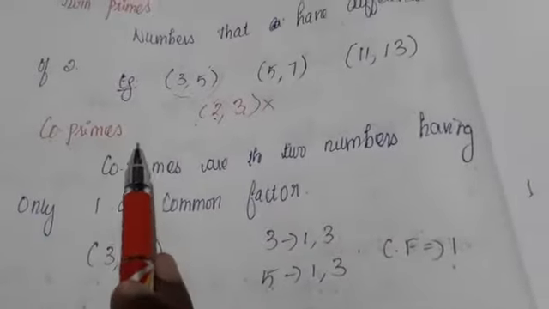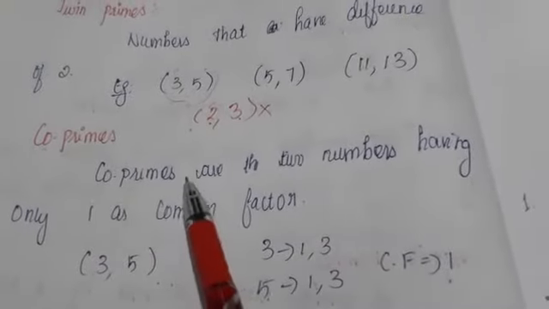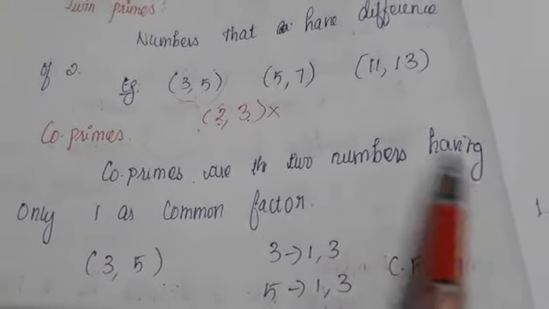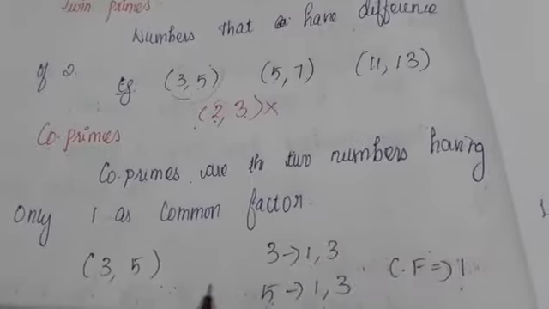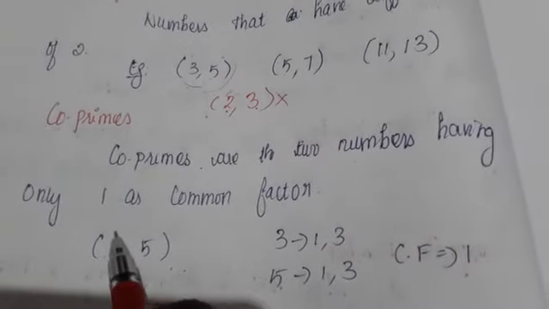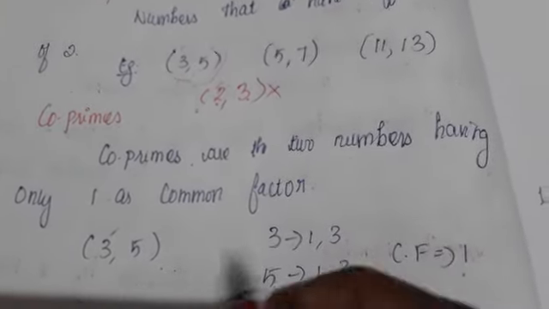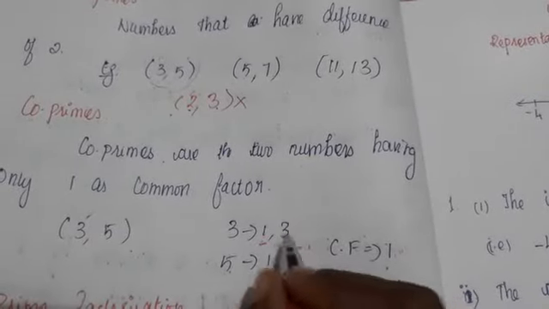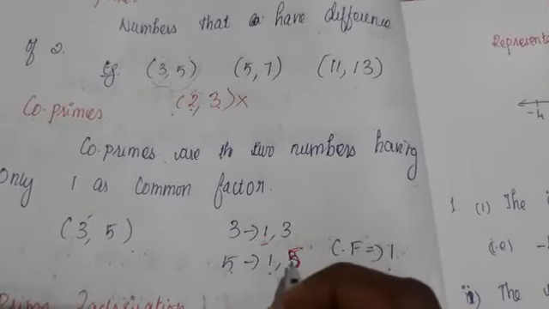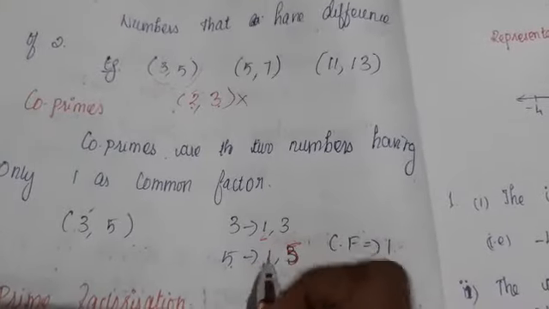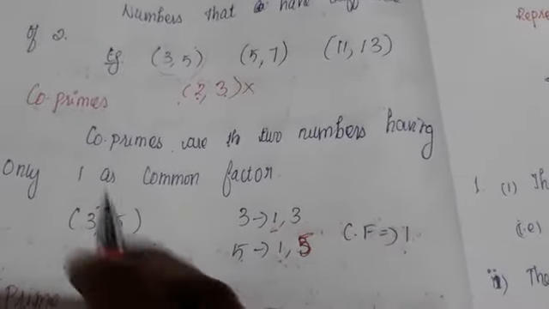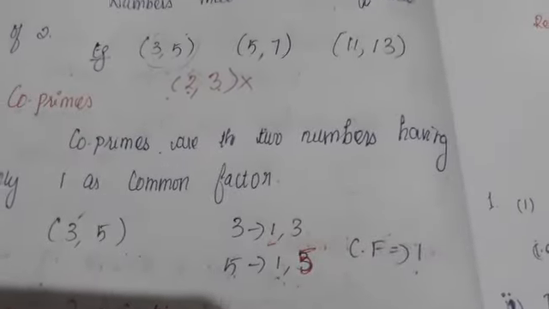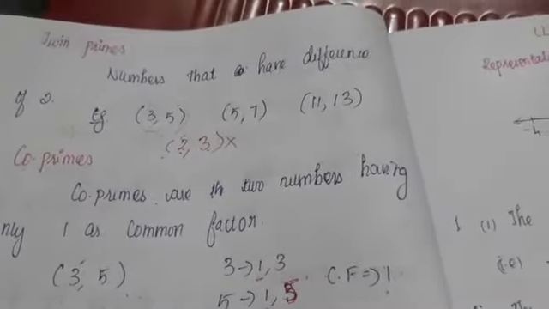And one more term, co-primes. Co-primes are two numbers having only 1 as a common factor. Here, for 3 and 5, 1 is the common factor, and there is no other common factor other than 1, right? So this pair is co-primes. There are more examples like this.